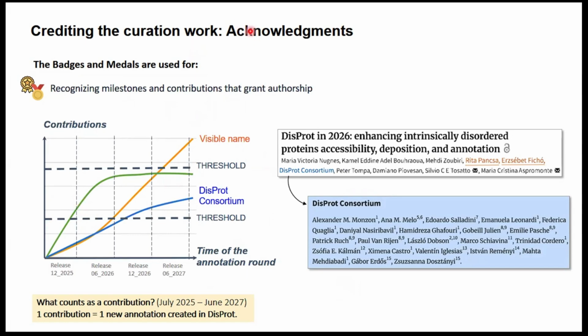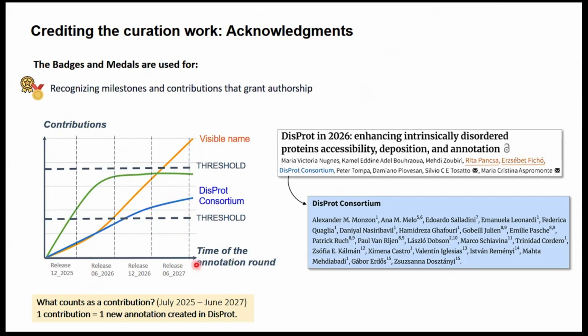We do publications of the updates of our database every 2 years in Nucleic Acids Research, a scientific publication. So we consider annotation rounds these 2-year-long periods of time where we are annotating and adding information into DisProt. As you may or may not know, we do releases every 6 months. So for an annotation round, which is 2 years, we have 4 different releases.